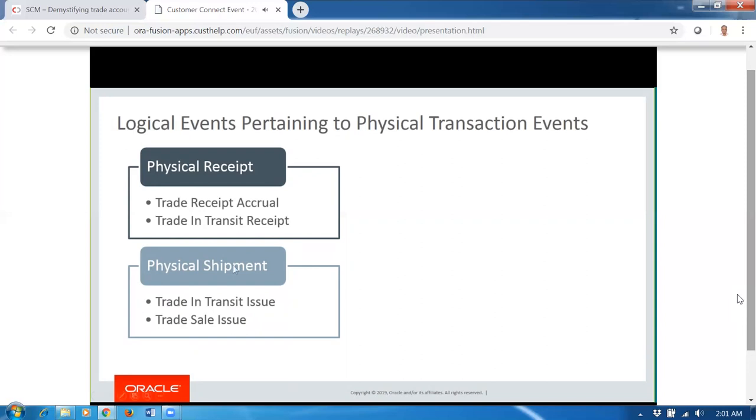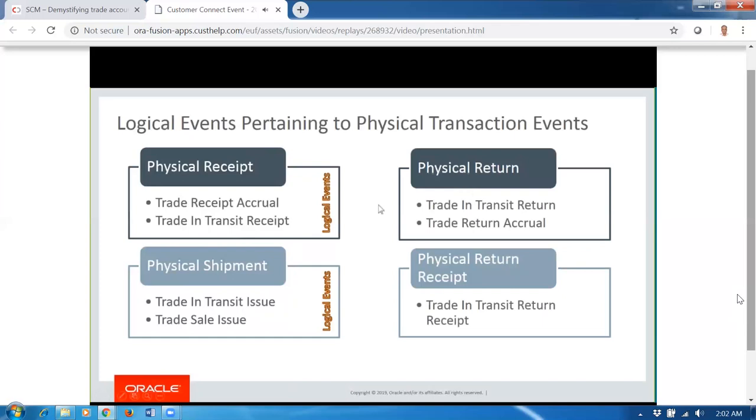Similarly, when you see a physical shipment event, you would see it supplemented by a trade in transit issue, which is your logical issue, or a trade sale issue, which is your logical shipment. That is the reason we call these trade events logical events. Similarly, in the returns scenario, you would see the reversal of the forward trade events. When you have a physical return, the trade events that supplement your shipment get reversed, and we call them trade in transit return and trade return accrual. It's your receipt and return, and whenever there is a return complete, again trade in transit issue, we would even call it trade in transit return.